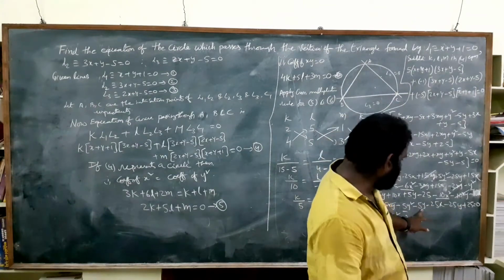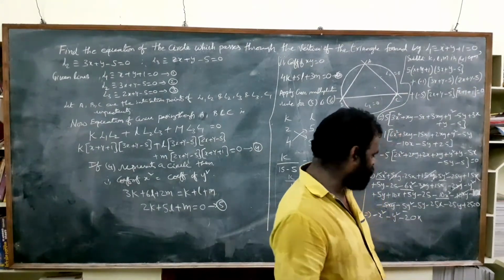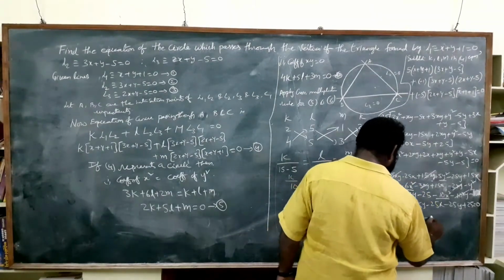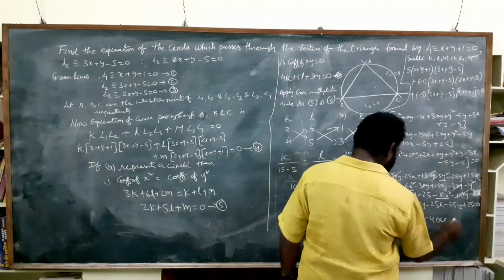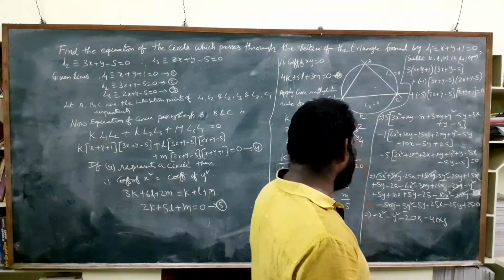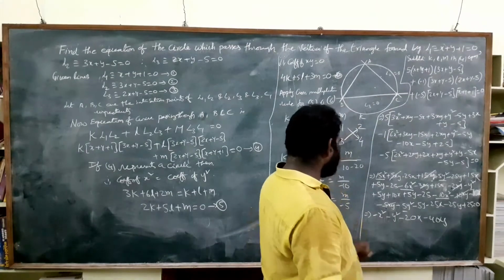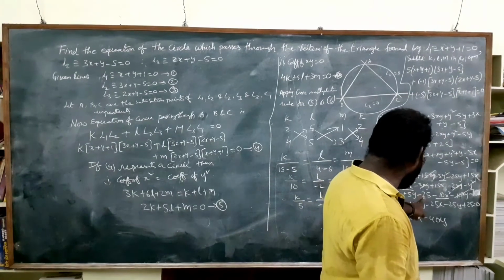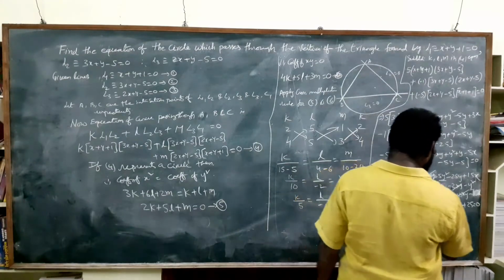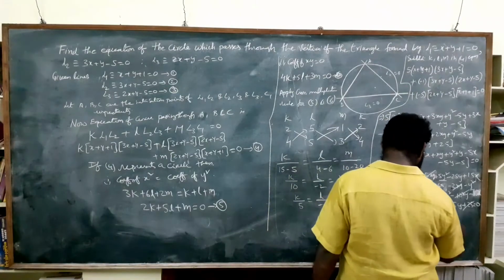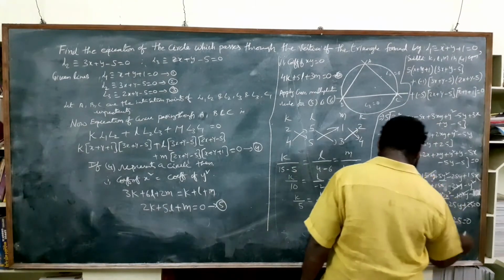Minus 10 minus 5, minus 15. Minus 15 minus 25, minus 40y. Now we go for constants. What is it? Constants. So here it is minus 25 minus 25. So 1 minus 25 plus 25 cancelled. 1 minus 25 will remain. It is minus 25 equal to 0.